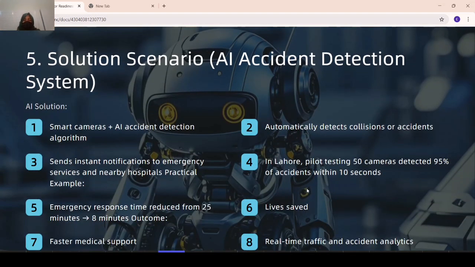Now what is the solution scenario? Smart cameras plus AI accident detection algorithms automatically detect collisions or accidents, and send instant notifications to emergency services and nearby hospitals. Practical example: in Lahore pilot testing, 50 cameras detected 90% of accidents within 10 seconds. Emergency response time reduced from 25 minutes to 8 minutes. Outcome: lives are saved, faster medical support, and real-time traffic and accident analytics.